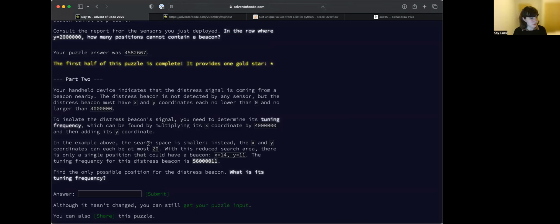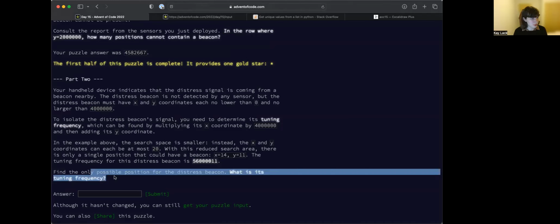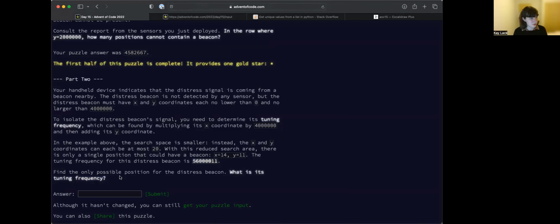In the example above, the search space is smaller. Instead, the X and Y coordinates can be at most 20. With this reduced search area, there is only a single position that could have a beacon, X 14 and Y 11. The tuning frequency for this is this. Find the only possible position for the distress beacon. What is its tuning frequency?